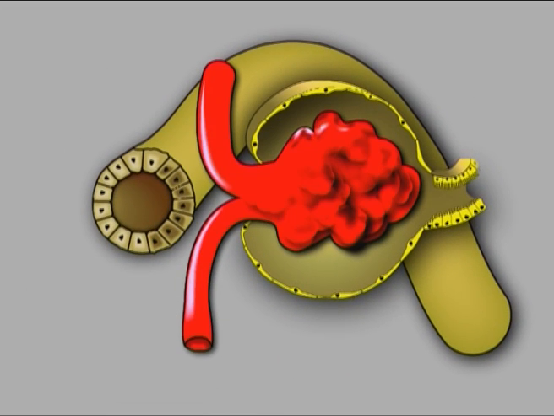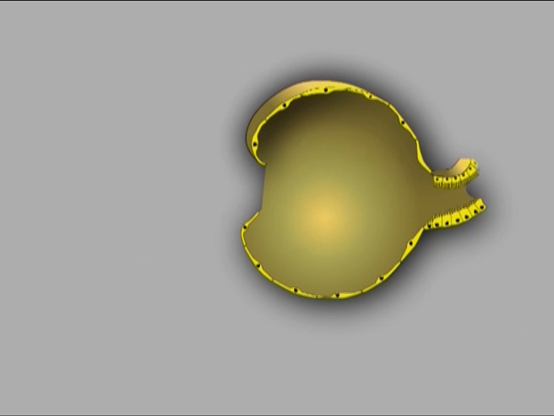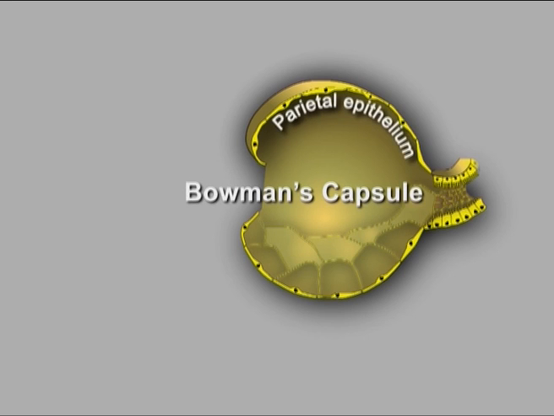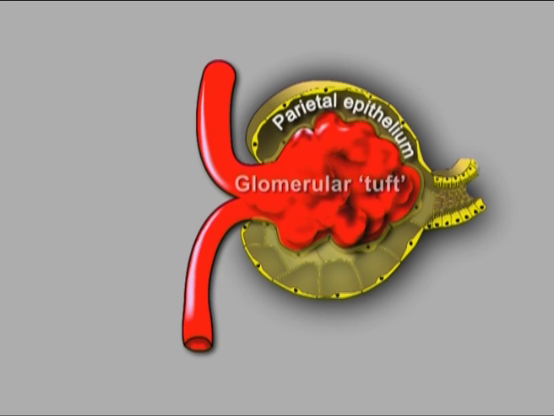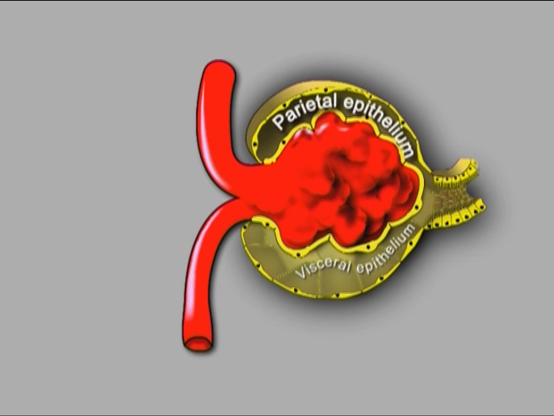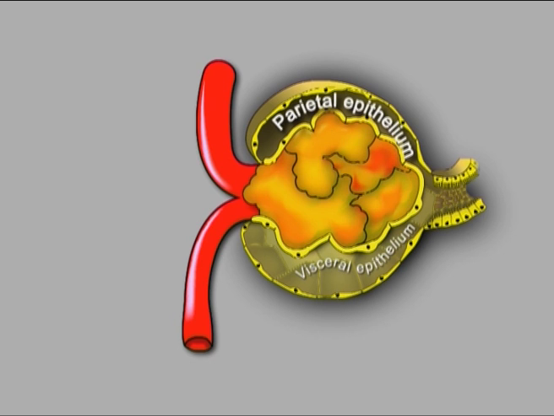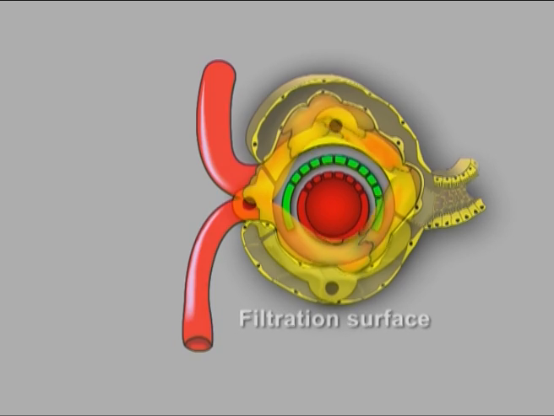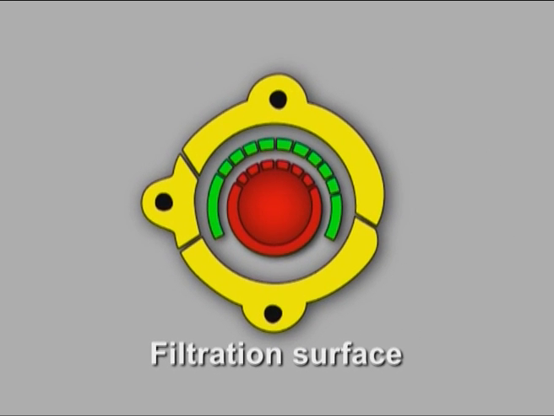If you reduce this apparatus to its individual parts, we can start by building from the Bowman's capsule. The outer, or parietal epithelial layer, houses the glomerular tuft of capillaries. An inner, or visceral epithelial layer, specialises to form cells known as podocytes that ensheath the capillaries. This interface forms a three-layered filtration surface. The small glomerular capillaries have a fenestrated endothelium.